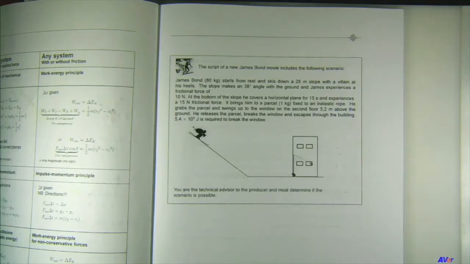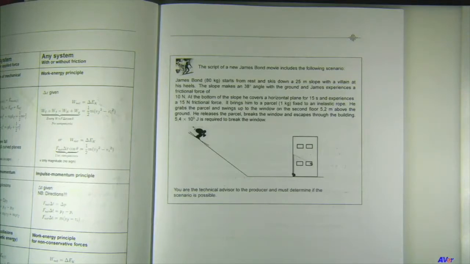It brings him to a parcel, 1 kilogram, fixed to an inelastic rope. He grabs the parcel, he swings up, so they've got a collision with the parcel. He swings up and breaks the window, escapes through the door. Okay. And you immediately feel, oh gosh, hey. Right, because the problem is, you've got different parts.